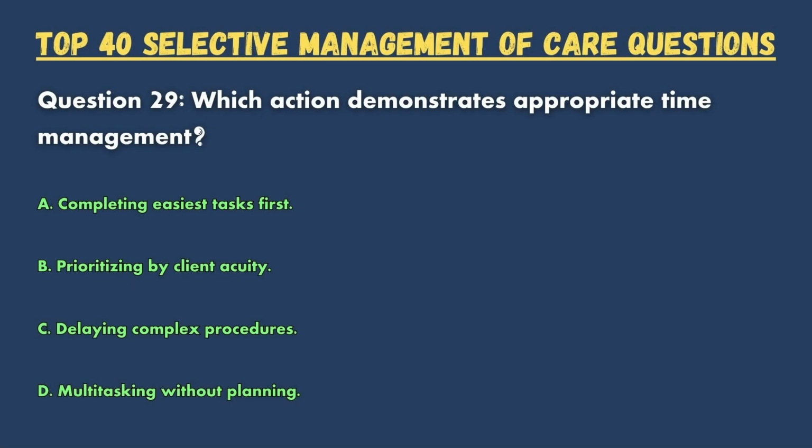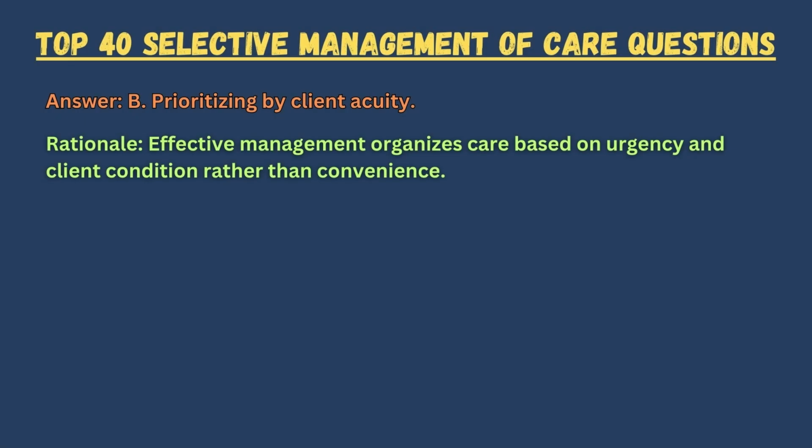Question 29. Which action demonstrates appropriate time management? A. Completing easiest tasks first. B. Prioritizing by client acuity. C. Delaying complex procedures. D. Multitasking without planning. Answer: B. Prioritizing by client acuity. Rationale: effective management organizes care based on urgency and client condition rather than convenience.